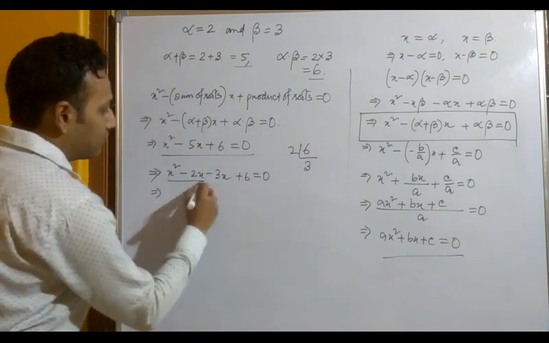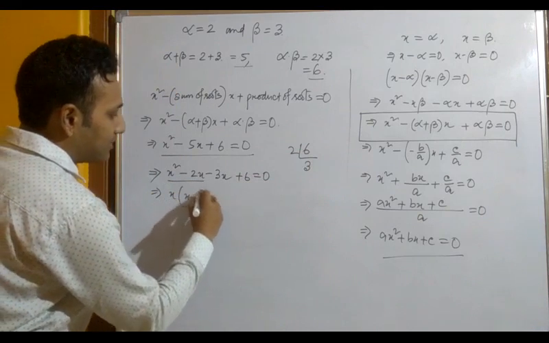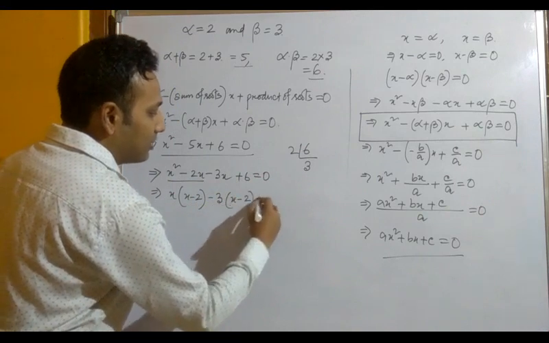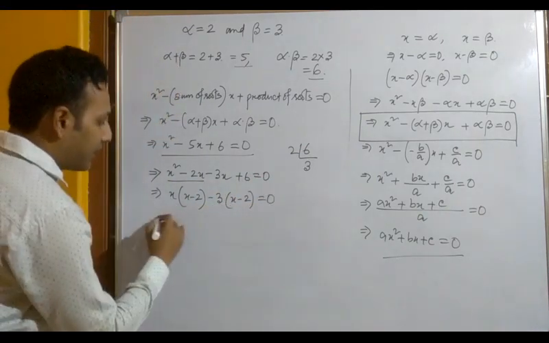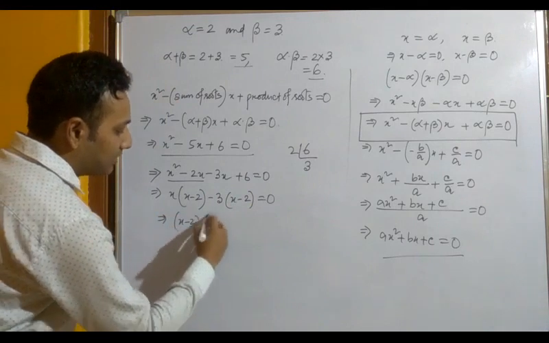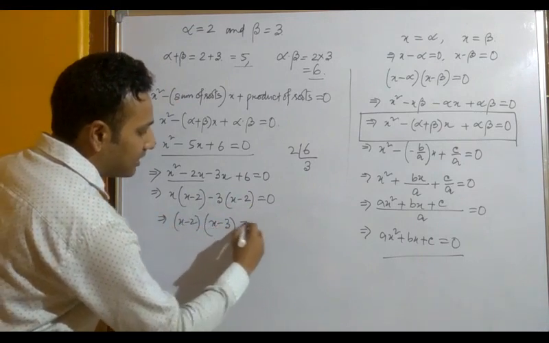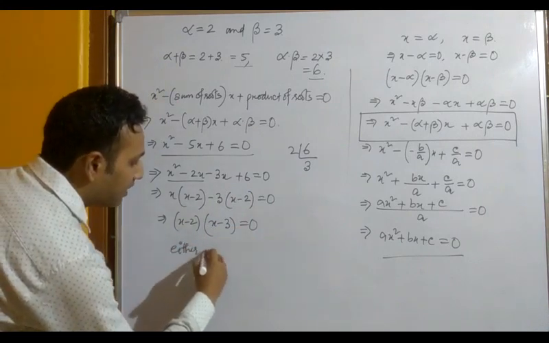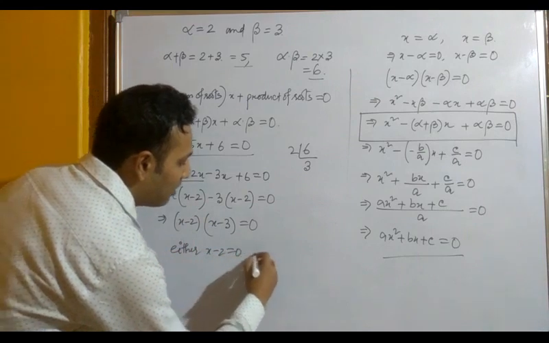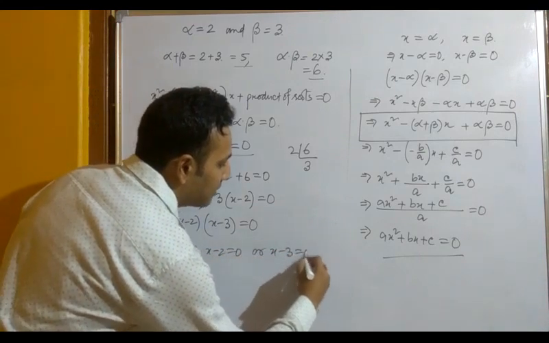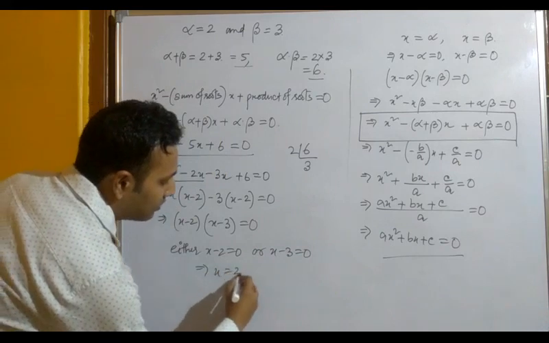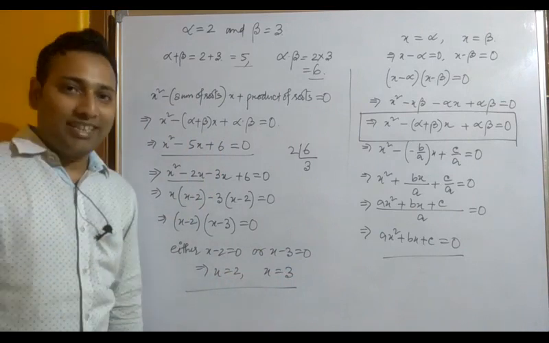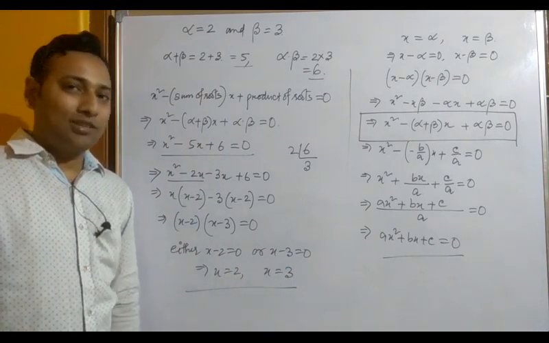From these two terms, if you take x common, you will get x minus 2. And from these two, if you take minus 3 common, you will get x minus 2 equal to 0. Now you take x minus 2 common, you will get x minus 3 equal to 0. Then either x minus 2 is equal to 0 or x minus 3 is equal to 0. Hence we got x equal to 2 and x equal to 3. So I think everybody is happy now and all the doubts are cleared.